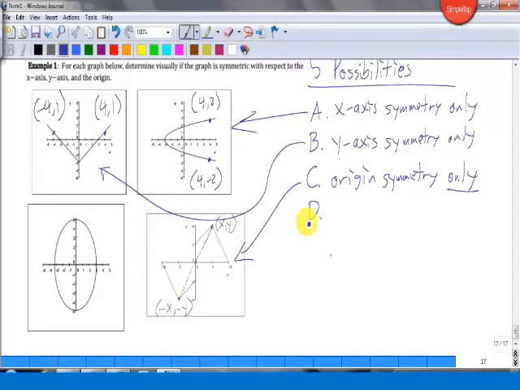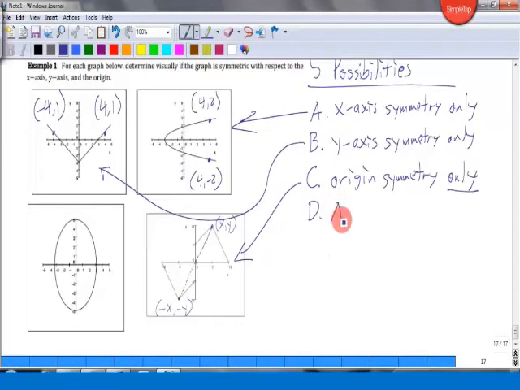Two more possibilities. What's the next one? Well, that would make sense, right? The next one, you can have exactly one of each, or maybe exactly two of each. That would be the next logical thing to think. That's what I would think if I had not thought about this before: x and y, x and origin, y and origin. It turns out that those three possibilities are actually not possibilities.